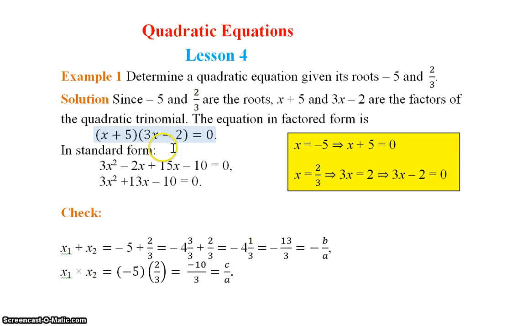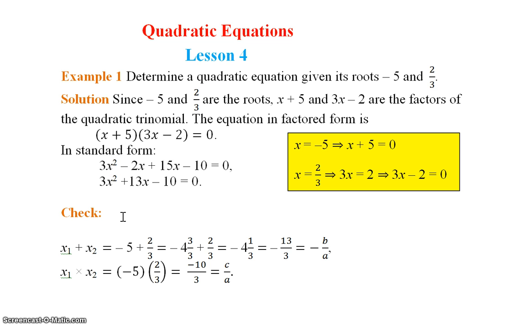Second times first is 15x. And second times second is -10. Now we combine like terms. Minus 2x plus 15x is 13x. And we get the equation in standard form 3x squared plus 13x minus 10 equals 0. This is the quadratic equation in standard form with the given roots -5 and 2/3.